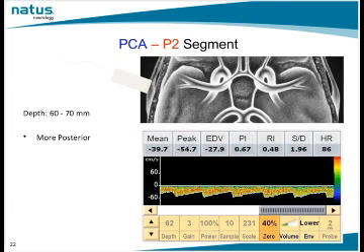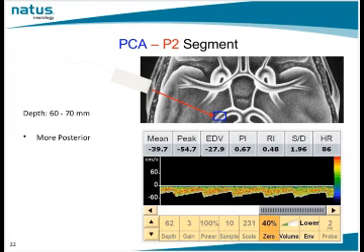We can also find P2. Sometimes it's in our protocol to find P2, and other times we find it by accident. So if you intend to find P2 from P1, you would rotate your transducer more posterior, and we're looking now at P2, and we are not changing our depth, but rather rotating more posterior from P1.